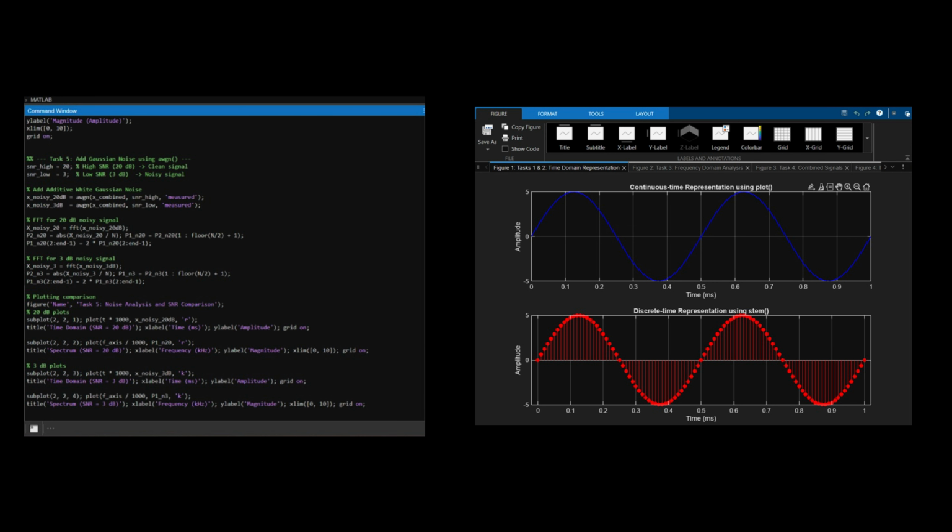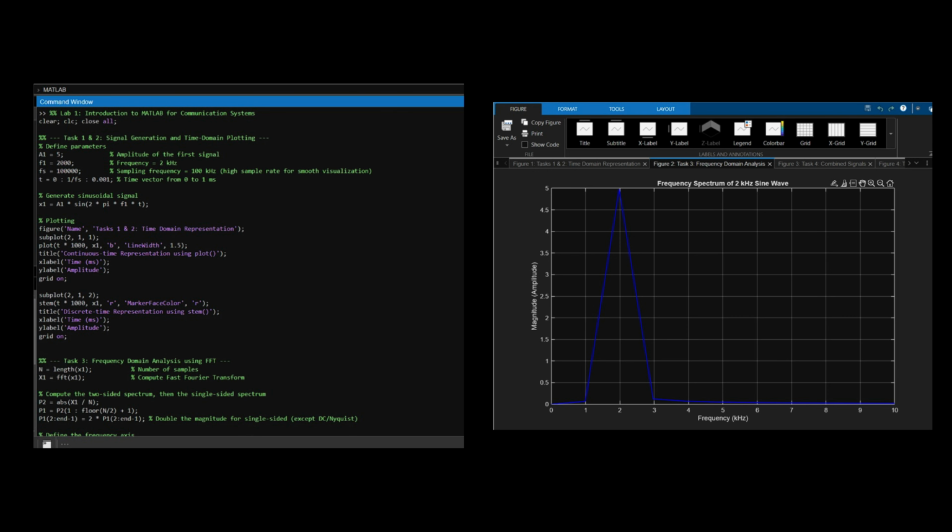Directly below it, we use the stem function to see the discrete-time representation. This format highlights the individual sample points gathered across the 1 millisecond duration, giving us a clear view of how the analog wave translates to digital data points.